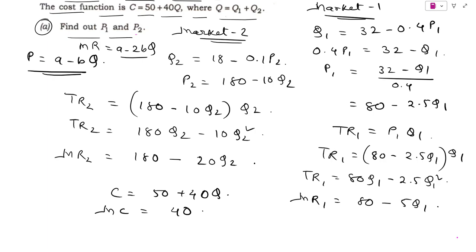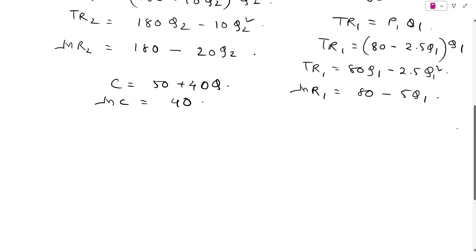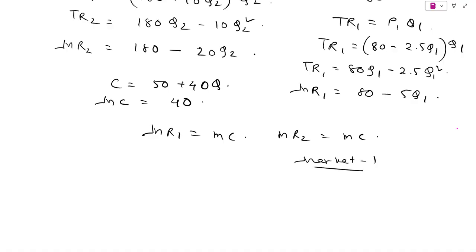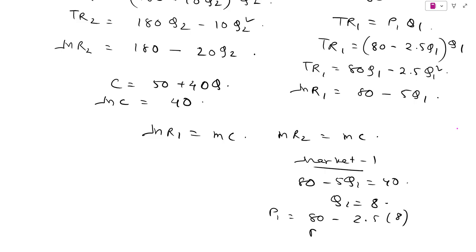Now, apply the profit maximization rule. For third degree price discrimination, MR1 equals MC, and MR2 equals MC. So for market 1, 80 minus 5 Q1 equals 40. So Q1 will be 8. Now substitute into the demand function. P1 is 80 minus 2.5 into 8. So P1 will be 60.